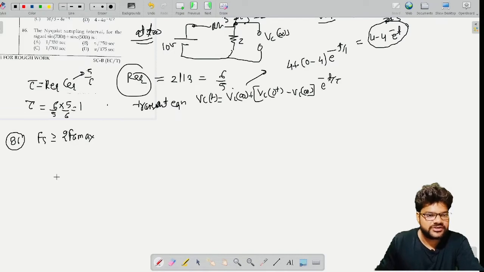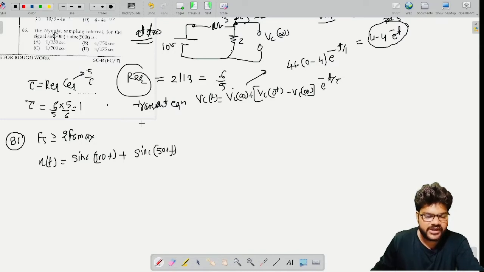We know the signal xt is given, actually there is a mistake in this question, this is also sinc. So this question is copied from a PYQ. This signal was sinc of 700 t plus sinc of 500 t. So this was the actual question.